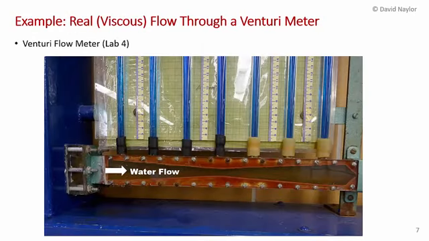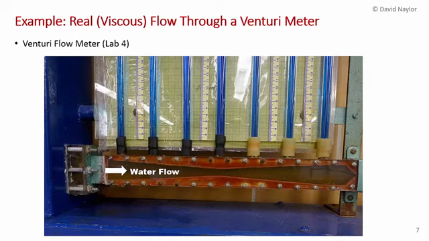So next we're going to consider actual flow through a Venturi meter. Unlike the previous example, this is a real viscous flow. And this is actually a preview of what you're going to see in lab number 4, which is the Venturi Meter Lab. And so here's a picture of the apparatus from lab number 4. There's a water flow from left to right. And in this experiment, there's a piece of plexiglass on the side of the Venturi flow meter so that you can see the cross-sectional area.